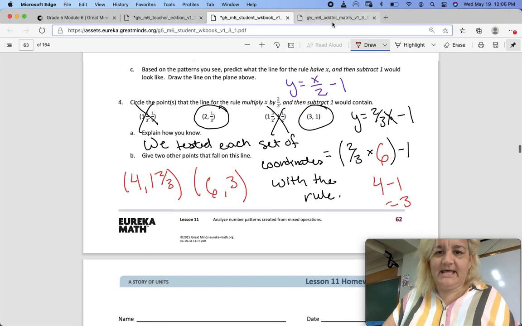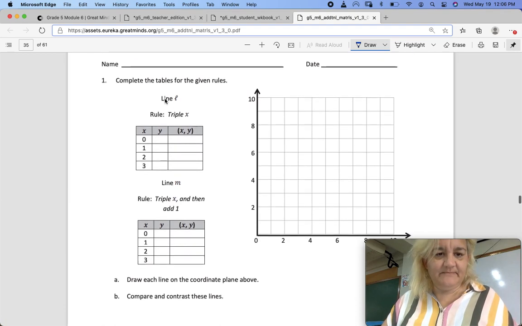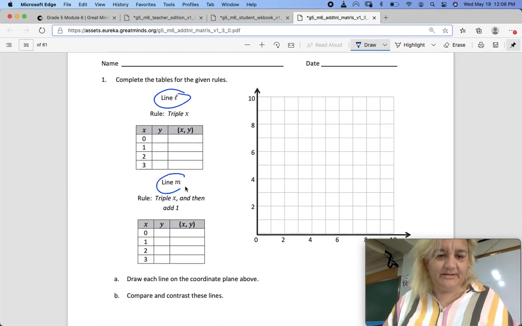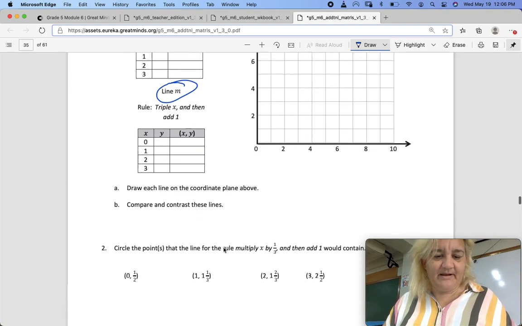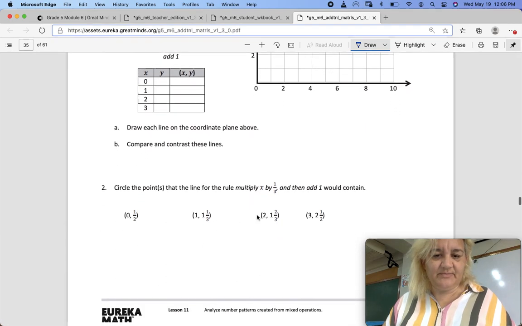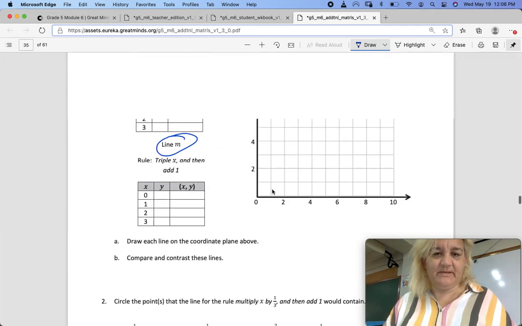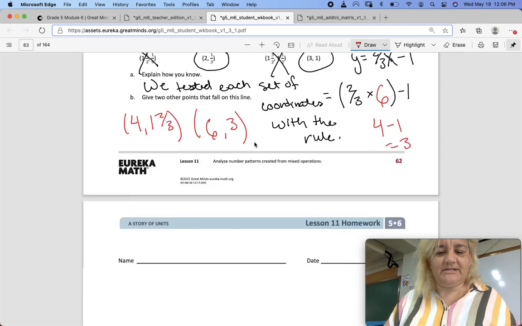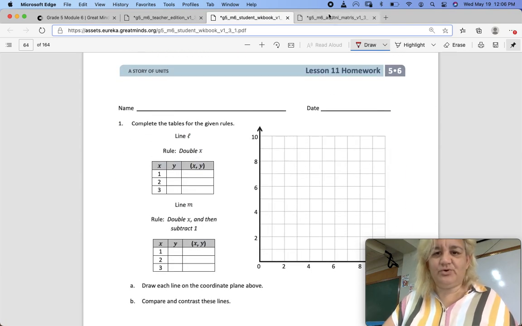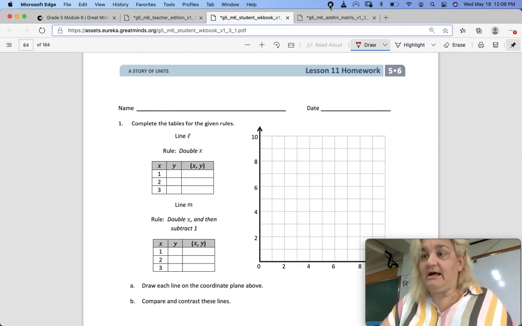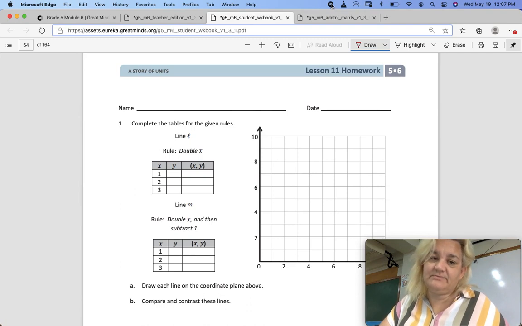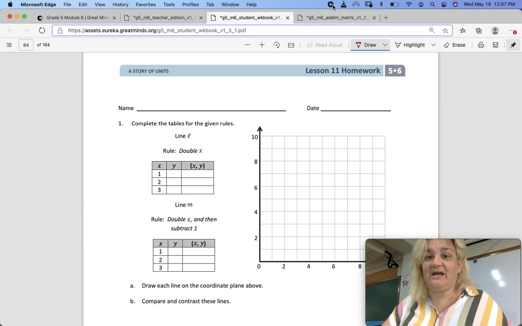All right, then your exit ticket is here. You're going to draw a line L, and you're going to draw a line M, and you're going to compare those 2 lines, and then you're going to circle the points that would be on that line. Then come back and do your homework, please. Lesson 11. Great job. Also, the mid-module assessment is coming up, okay? We have lesson 11 today, and then lesson 12, and then a review, and then it's the mid-module review, so be ready.